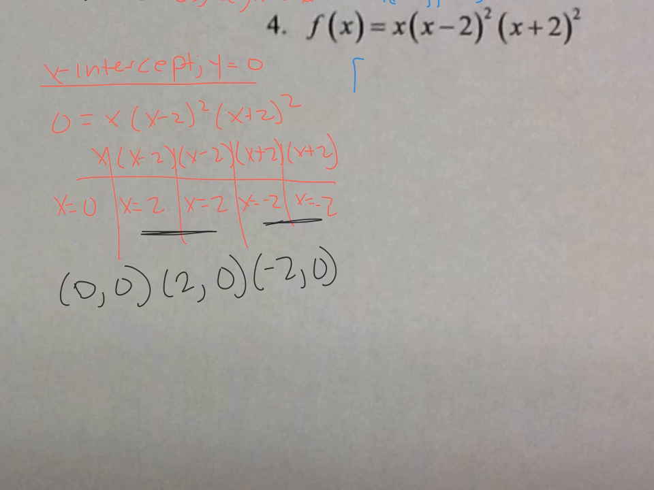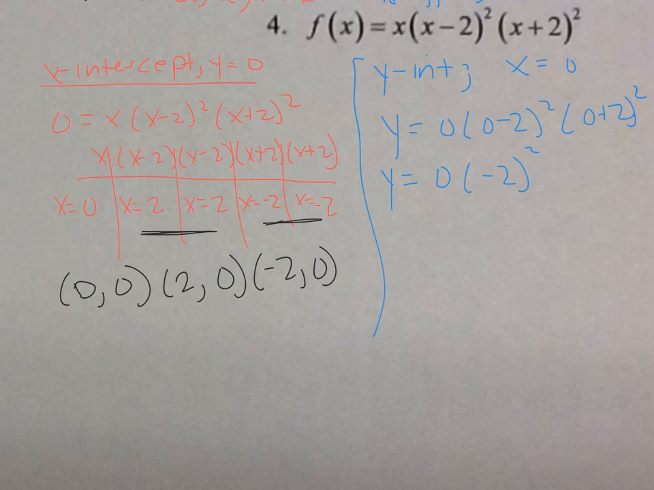Now let's find our y-intercepts. For y-intercepts, we're going to set x is equal to 0. So I'm going to solve for y, change this to y, and change all my x values to 0. So I get y is equal to 0 times 0 minus 2 squared times 0 plus 2 squared. So I get y equals 0 times negative 2 squared times 2 squared. So y is equal to 0 times 4, and that is y is equal to 0. So my y-intercept is 0, 0. All right, so now we're going to work on the multiplicity.